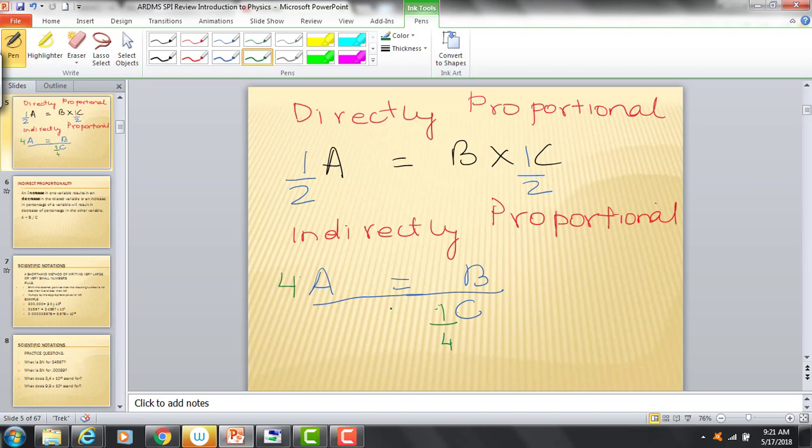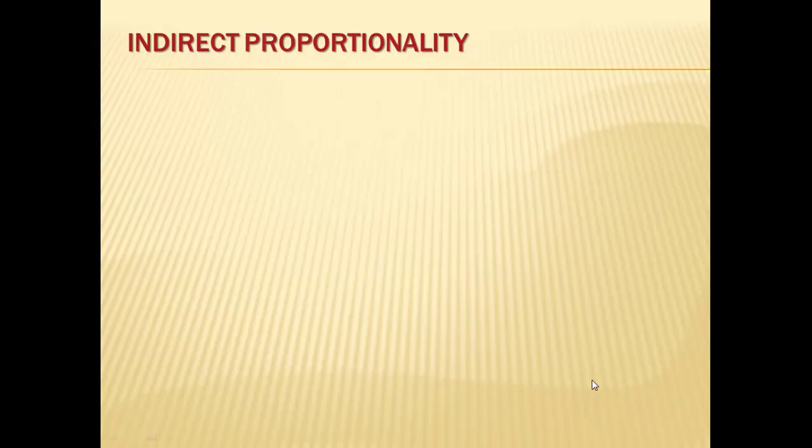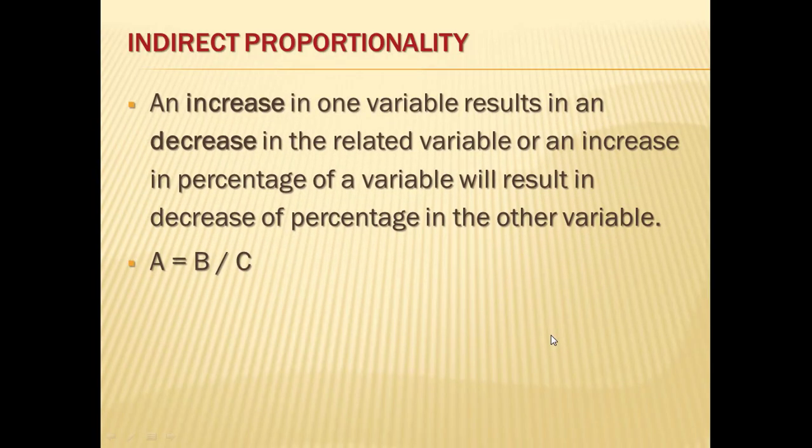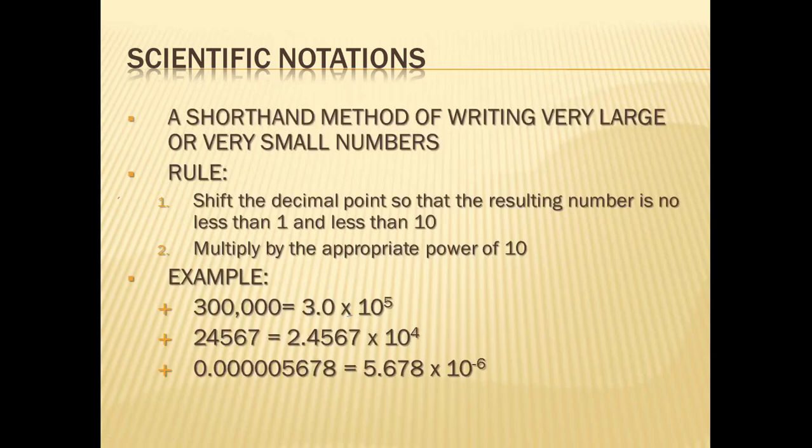In the same way, if we decrease C by 1/4, A will become 4 times. So A and C are indirectly related. Indirectly proportional, again, means an increase in one variable results in a decrease in the related variable, and a decrease results in an increase in the related variable.